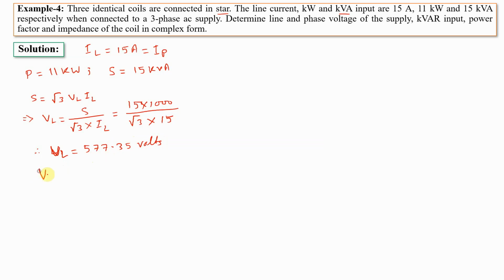and the phase voltage is the line voltage upon root 3 in star connection. It will be 577.35 upon root 3. So we'll get the phase voltage as 333.33 volts. So this is the phase voltage and this is the line voltage.